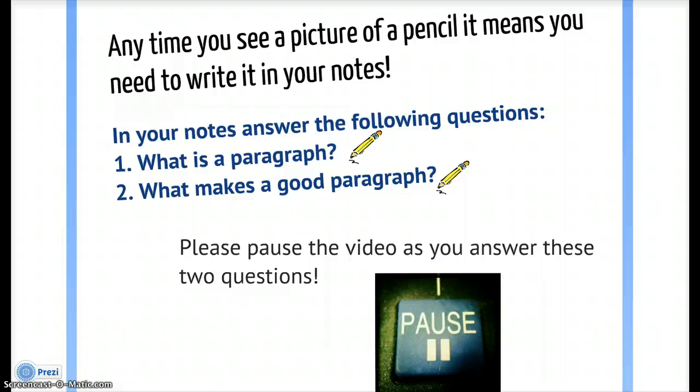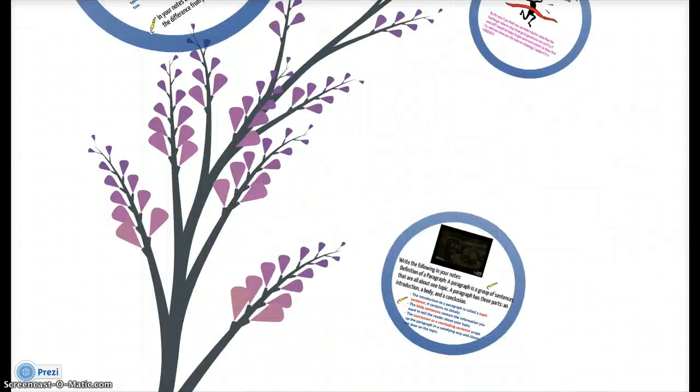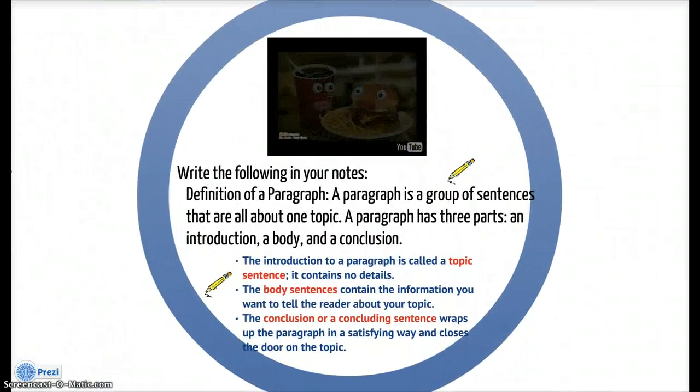All right, now that you have those down, let's look at some definitions and some specifics about the parts of a paragraph. So please write the following in your notes. There's the definition for a paragraph: a group of sentences that are all on one single topic, and it has three parts: intro, body, and conclusion. Very similar to an essay, which also has an introduction, body, and conclusion, but this is at a much smaller scale.